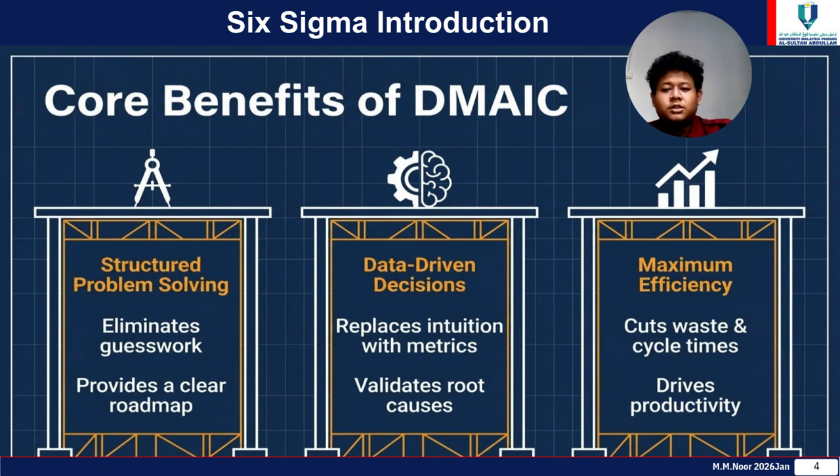Second, data-driven decisions. DMAIC truly replaces human intuition, gut feeling, and historical bias with hard empirical metrics. We do not guess what the root causes are. We validate them statistically. And lastly, maximum efficiency. By identifying and aggressively cutting structural waste and cycle times, we drive productivity up while bringing operational costs down.